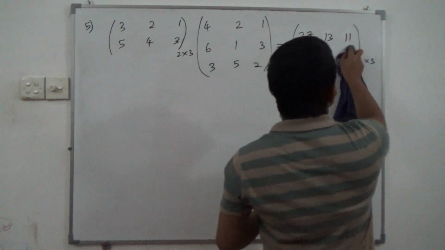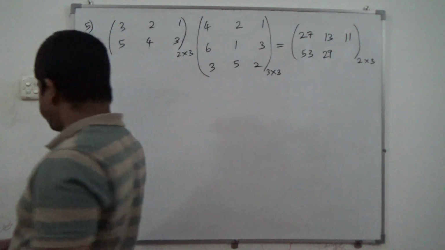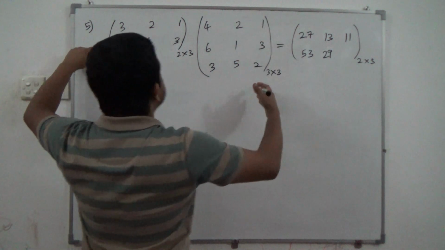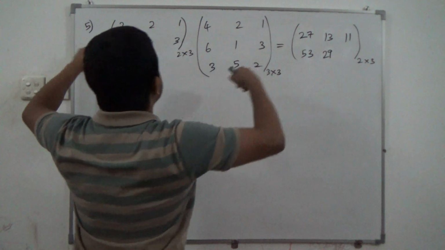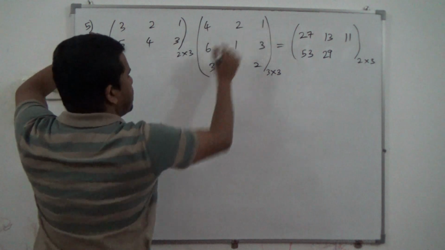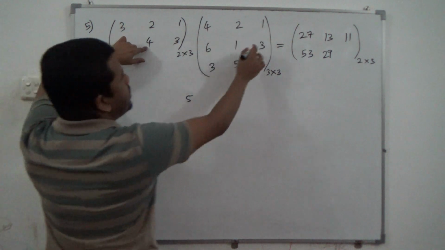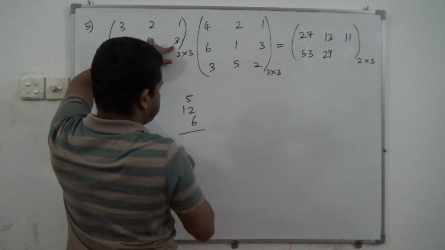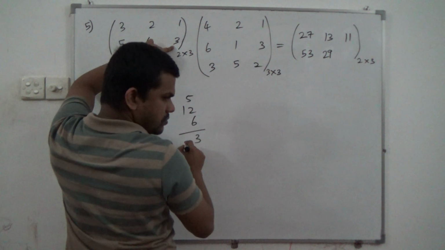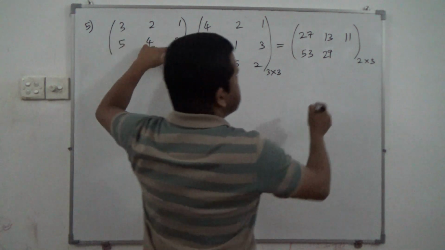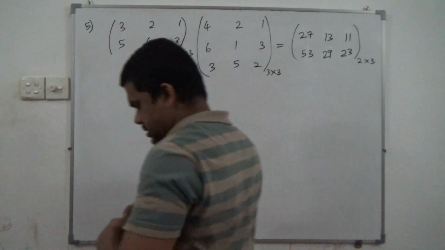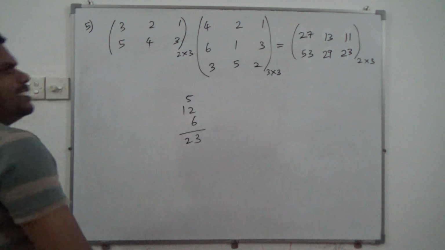Now we have to find this, this row and this column. So here 5 into 1, 5, 4 into 3, 12, 3 into 2, 6. The answer is 23.